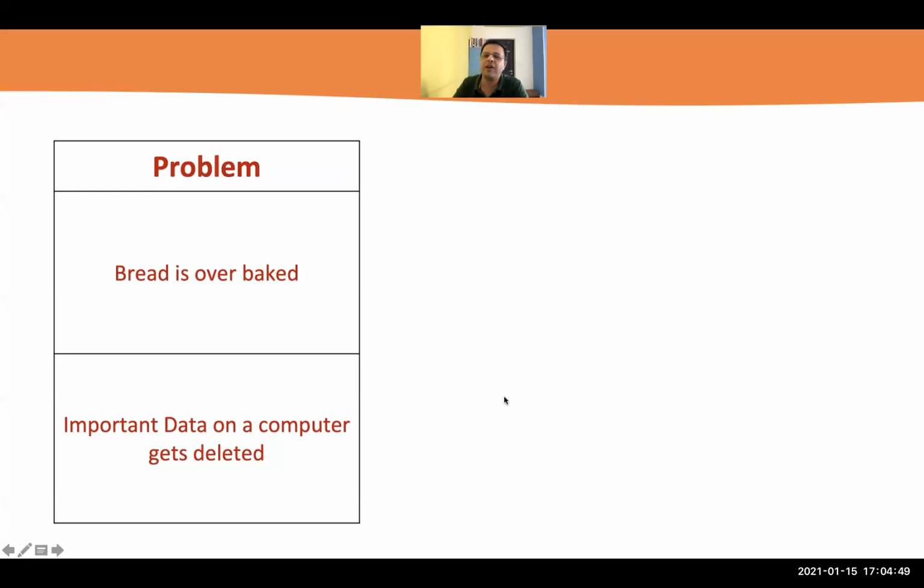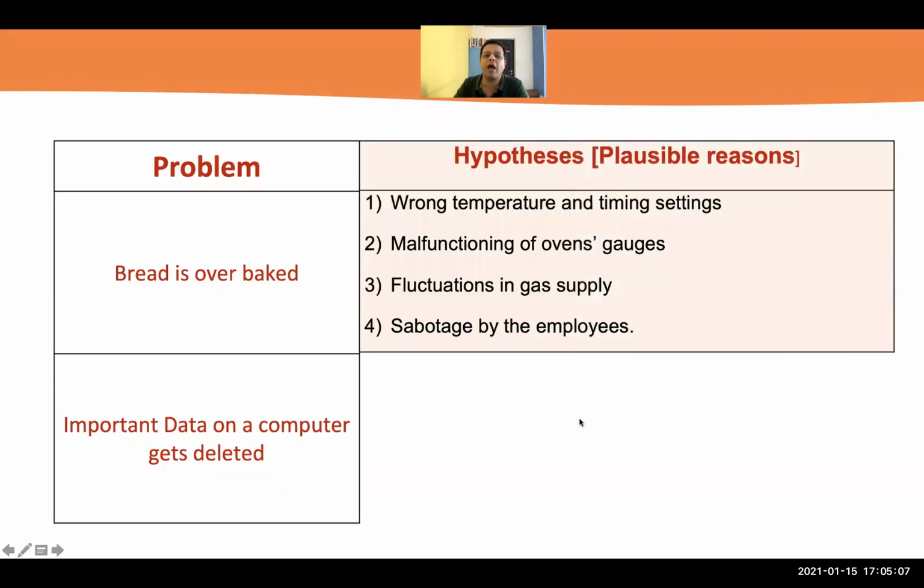There is a bakery, a very old bakery, which has been doing well, and suddenly they are seeing that over the last 1 week, the bread is overbaked and the customers are complaining. Initially, they overlooked it, but this complaint is becoming quite severe and the reputation of the bakery is at stake. Now, what could be the possible hypothesis? Wrong temperature and timing settings. Somebody is not setting the temperature in the right way. Probably the equipment is malfunctioning. There is a fluctuation in the gas supply because of which the temperatures are going up and down. Or could there be sabotage by an employee who is not happy? Possible? Now, this is a hypothesis.